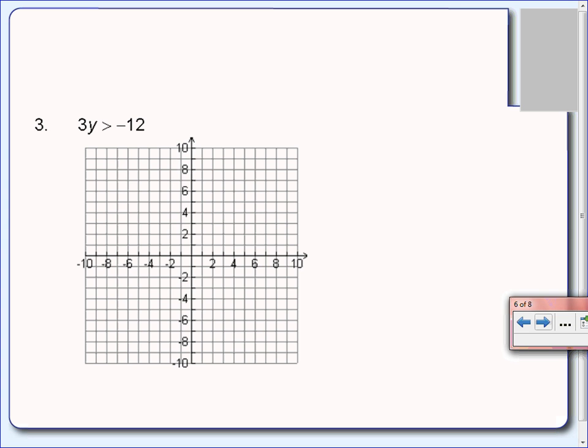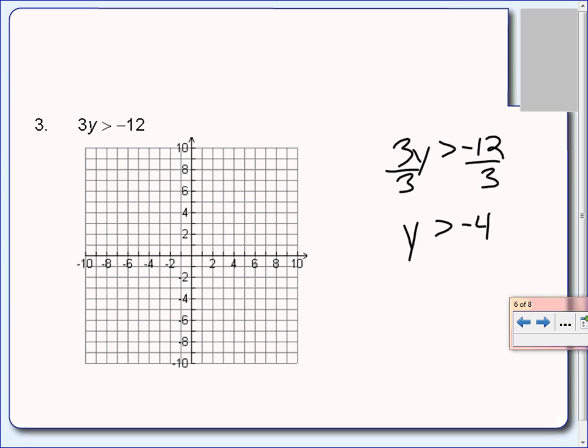Let's take a look at number 3. We're working with 3y is greater than negative 12. I want y by itself. All I'm going to do here is divide by 3. And negative 12 divided by 3 would give us negative 4. Do I need to flip the sign this time? No. Remember, I said if you're multiplying or dividing by a negative number. What am I dividing by? I'm dividing by a positive 3. Yes, my answer is negative. I don't care about that. I'm worried about what I'm dividing by. In this case, it's a positive 3. So do not flip your inequality symbol.